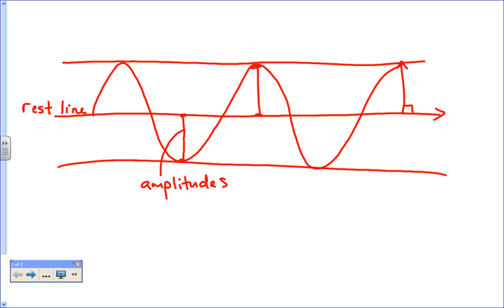Okay? What is this part up here? The crest. And then there's this funny word. What's this one? Everybody say trough. This is the trough. Okay, now, what am I missing?